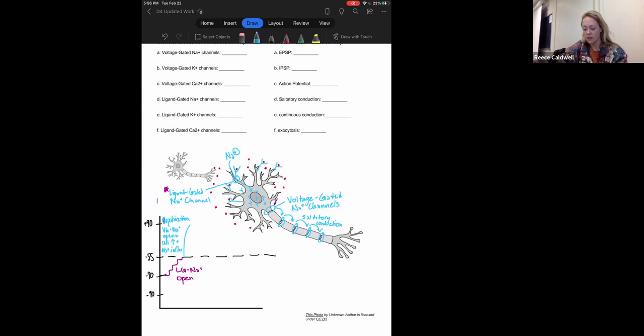So we depolarize at up to, I don't know why I wrote positive 90. It should be positive 30, about positive 30 to positive 40 millivolts.